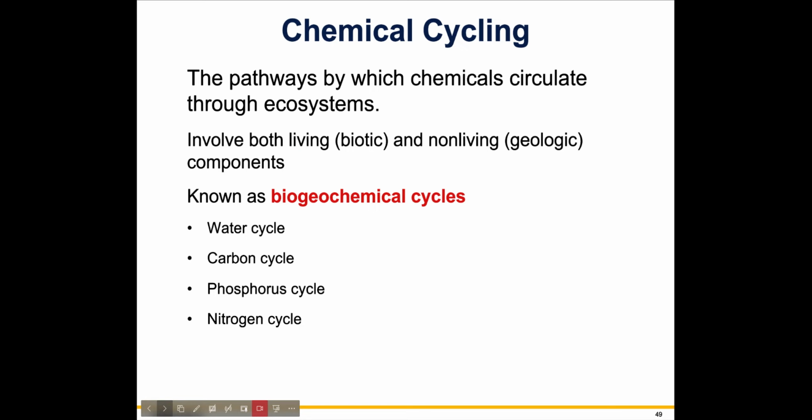Then, if we're also looking at how our living things interact with the environment, we need to look at the chemicals. And we have what are called biogeochemical cycles, so biology, geology, study of rocks, and chemistry, study of chemicals. So we're going to look at these biogeochemical cycles. So we're going to see that there are living things, there are non-living things that are cycling our water, our carbon, our phosphorus, and nitrogen. And that there are human impacts on all of these cycles.